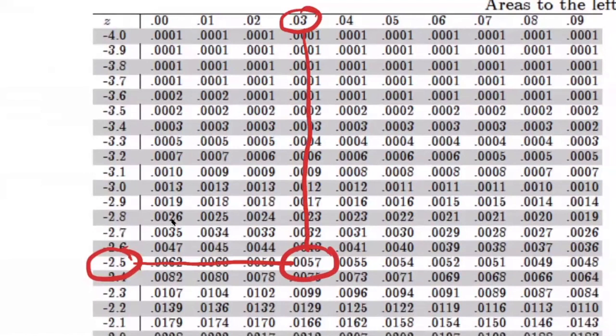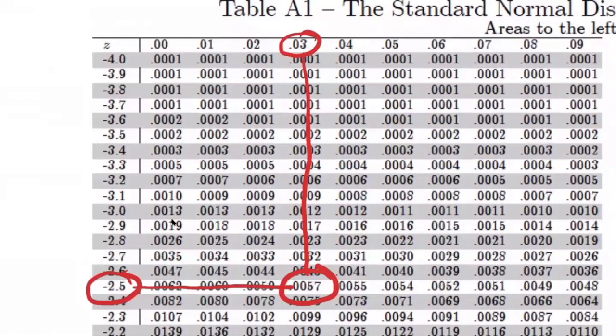Now the probabilities are to 4 places after the decimal. Okay, but the z-scores have to be rounded to 2 places just because that's kind of the limitation of the table. Susan, does that make any sense? You see that negative 2.5 and then the 3 up above, making the z-score. Okay.